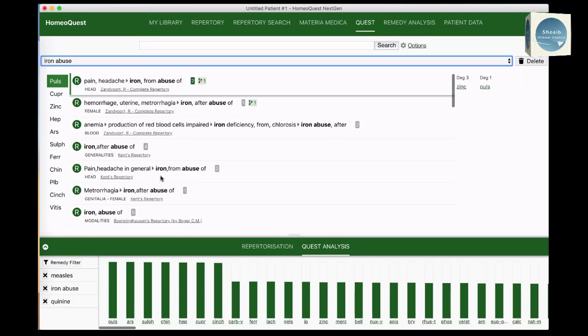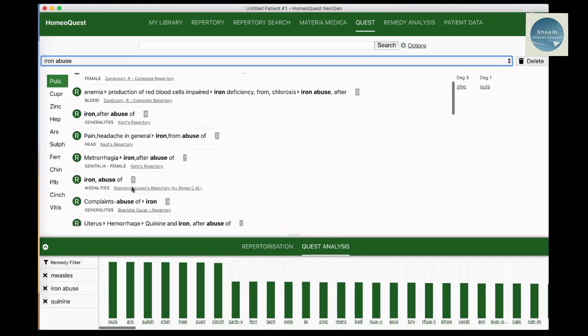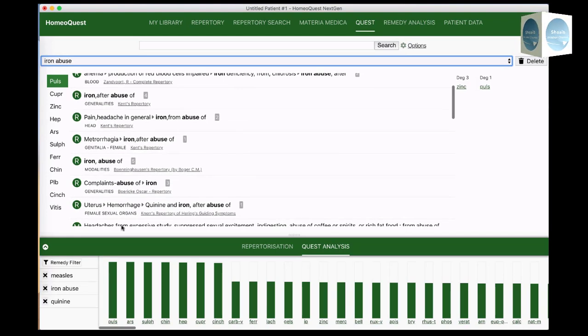They've had headaches, metrorrhagia, so irregular menstruation. The cycle gets disturbed after iron tablets. You find this, or uterine hemorrhage after quinine and iron abuse. Quinine and iron are together because quinine is for malaria. So if both of them, it also has an effect on iron.